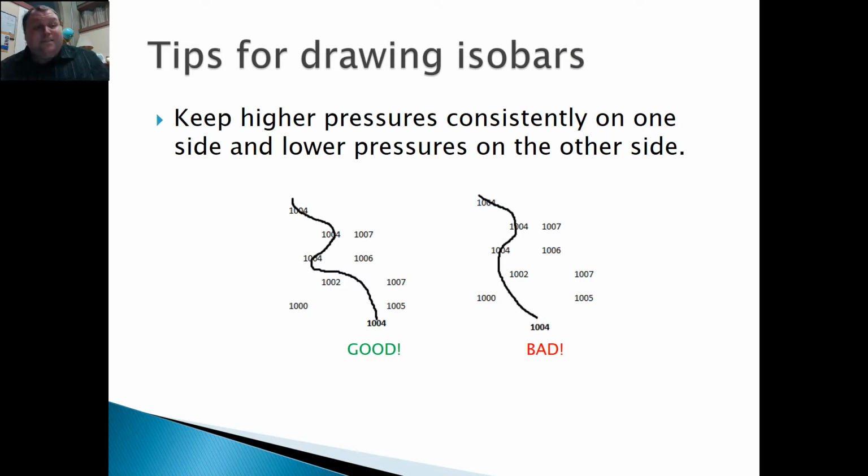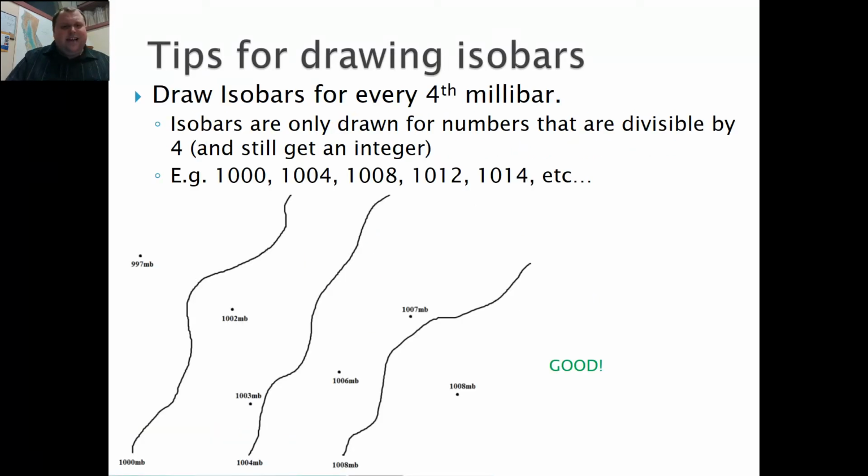Now the next thing you need to know about isobars, though, is that we only do them for every fourth millibar. And there's a good reason for this. That reason is if we did it for every single millibar, our maps would look a lot busier. There'd be way more stuff on there. There'd be information overload. And I don't know about you, information overload sometimes gets me and my head explodes.